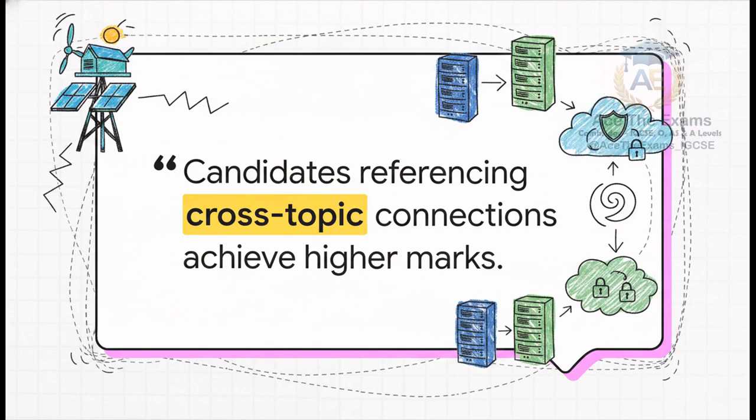How does the data transmission actually work from those remote sensors? What are the network security implications of sending critical weather station data over a public network? How is the database structured to hold years of climate data? Linking your answers to other syllabus areas proves to the examiner that you truly understand the entire IT ecosystem, not just one isolated chapter.